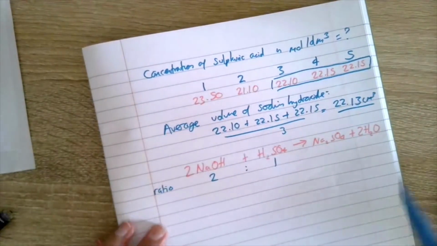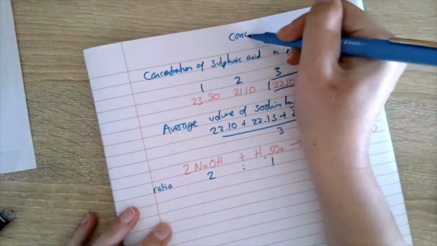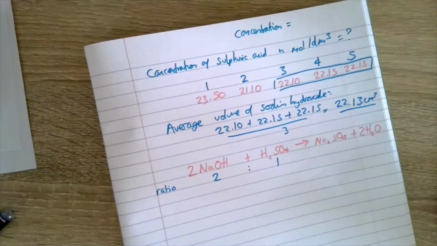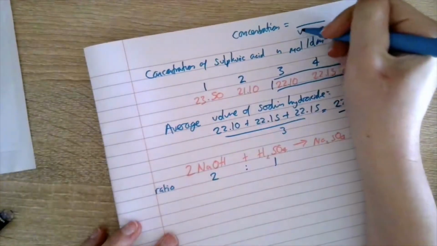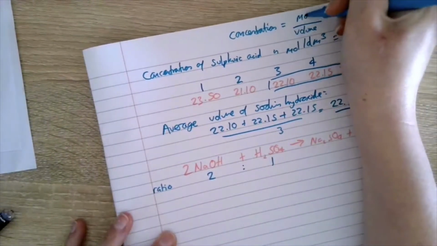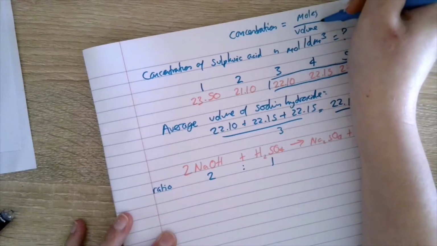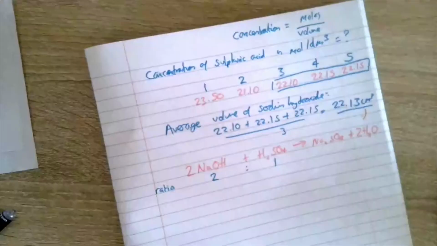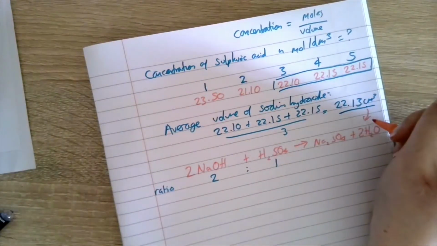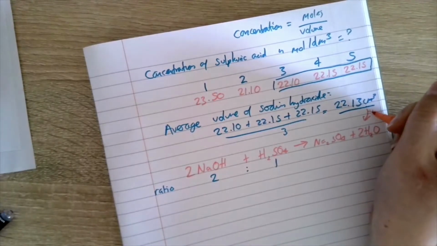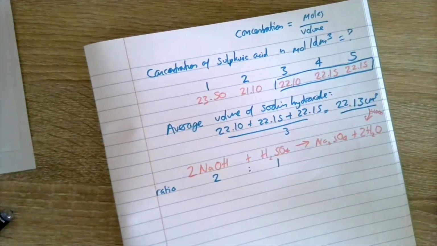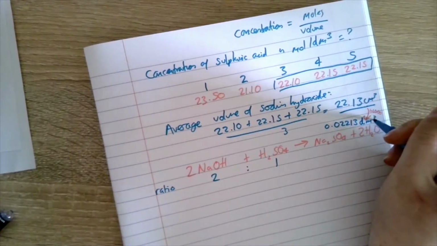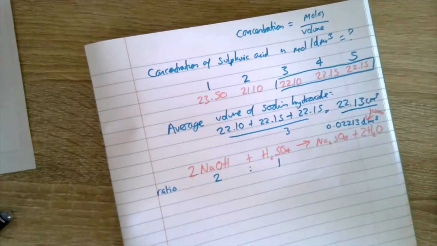And we want to remind ourselves of our concentration, what it is. So how concentrated something is tells us how much of something there is in a given volume. So in this case we're working in moles and our volume we're wanting in decimetres cubed. We have a volume in centimetres cubed, and in order to convert to decimetres cubed we need to divide by 1000, so we get 0.02213 decimetres cubed as our volume of sodium hydroxide.